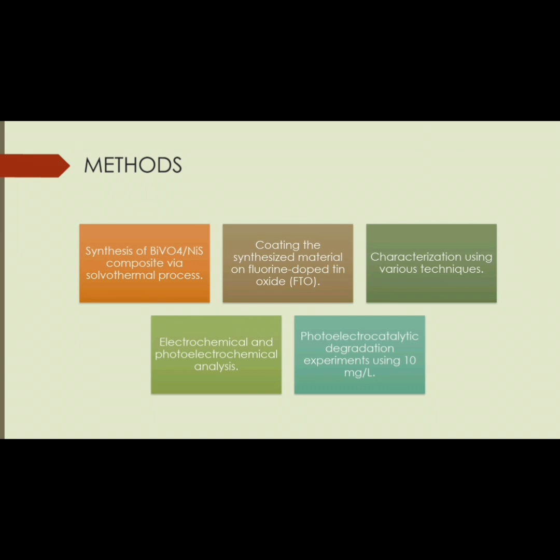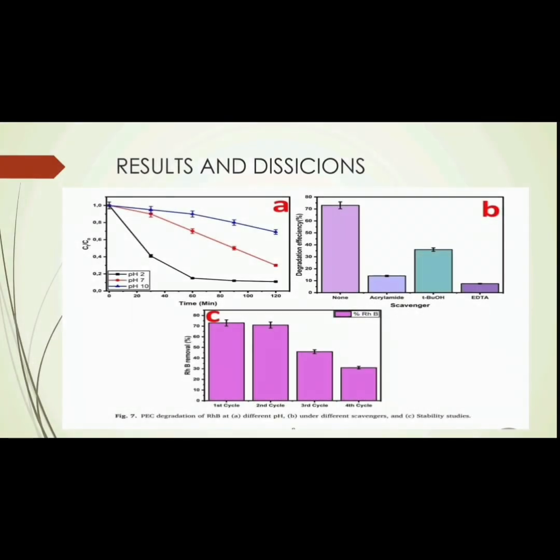Then characterization using various techniques including X-ray diffraction and transmission electron microscopy, followed by the electrochemical and photoelectrochemical analysis using electrochemical impedance spectroscopy. Then lastly, the photoelectrocatalytic degradation experiment using 10 milligrams per liter solutions of rhodamine B and sulfamethoxazole. To explain the results obtained from the photoelectrocatalytic degradation experiment, scavenger studies identified superoxide radicals and holes as the primary contributors to pollutant oxidation.